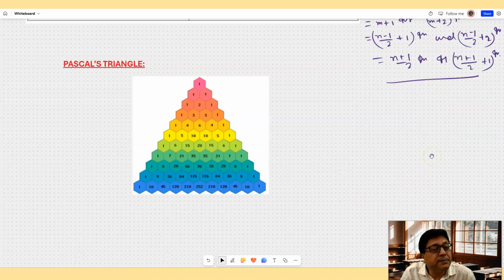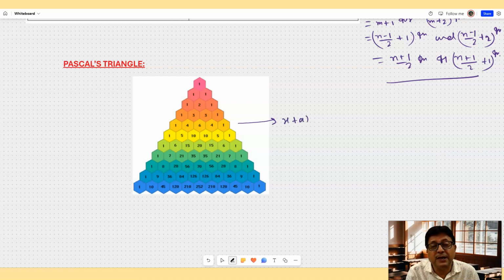I remind you the concept of Pascal's triangle also. At any stage, if you don't remember the coefficients of the binomial, this is of great help. Like x plus a to the power 2 is there, these are the coefficients. This I have already explained. I just remind you, when x plus a to the power 3 is there, these are the coefficients. When x plus a to the power 4 is there, these are the coefficients. So x plus a to the power 4, as you have seen before, it is x to the power 4, 4C1 x cube a.